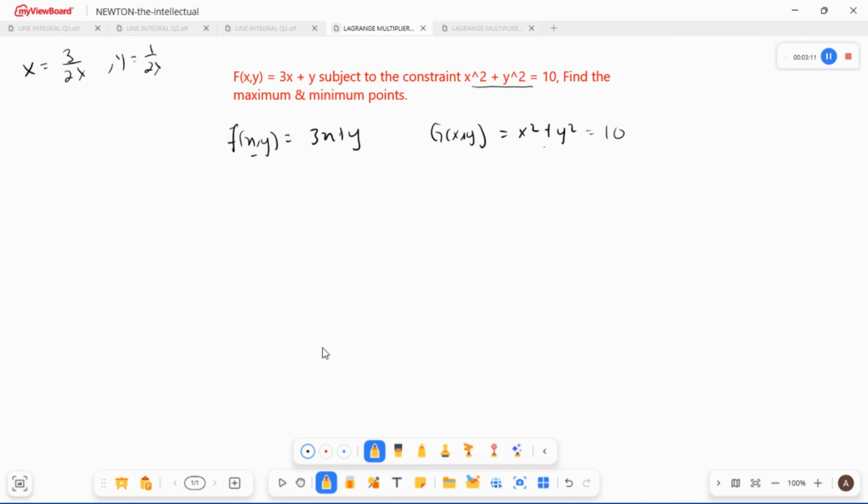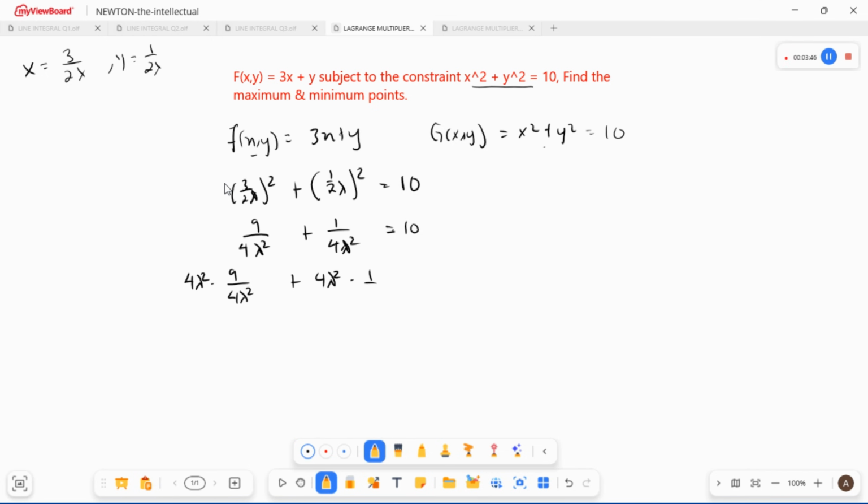So now we have x squared plus y squared is equal to 10. Now we're going to be plugging in values for x and y. So x is 3 over 2 lambda, squared, plus y, which is 1 over 2 lambda, squared, is equal to 10. Squaring this, we have 9 over 4 lambda squared plus 1 over 4 lambda squared is equal to 10. Now, we're going to multiply through by 4 lambda squared so that we can eliminate the denominator. We have 4 lambda squared times 9 over 4 lambda squared plus 4 lambda squared times 1 over 4 lambda squared equal to 4 lambda squared times 10.